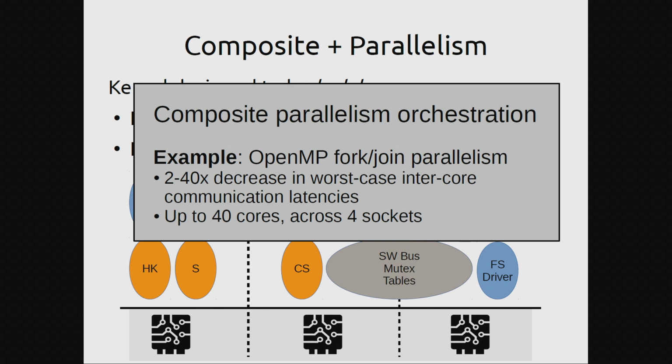This is not the same, but it gives you some indication of the usefulness of the system. We've implemented an OpenMP runtime, which is a parallelism programming model for fork-join parallelism, in Composite. And our latency for being able to create a whole bunch of threads on different cores and then join them back together, in the worst case for real-time systems, is 2 to 40 times faster than Linux. It's a little bit of an apples-oranges comparison.